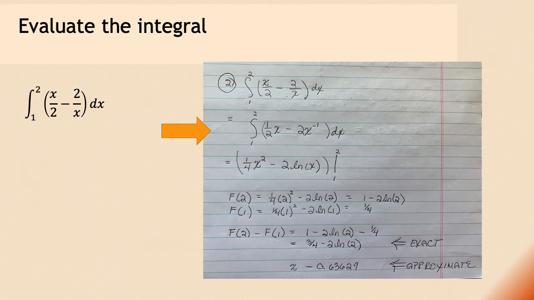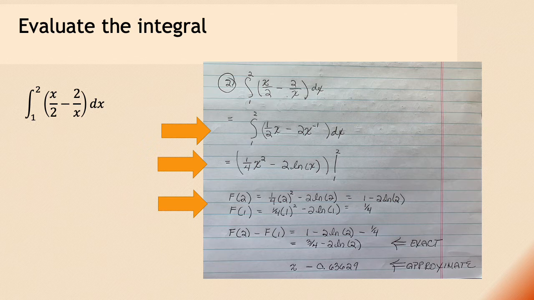Now taking the antiderivative of 1/2 x, you're going to get 1/4 x squared. Minus, and remember that x to the minus 1 is the exception to the reverse power rule. The antiderivative of x to the minus 1 is the natural log of x. So we get minus 2 times the natural log of x. We're going to evaluate that between 1 and 2. So we take the value of the antiderivative when x is equal to 2, and we get 1 minus 2 natural log of 2.